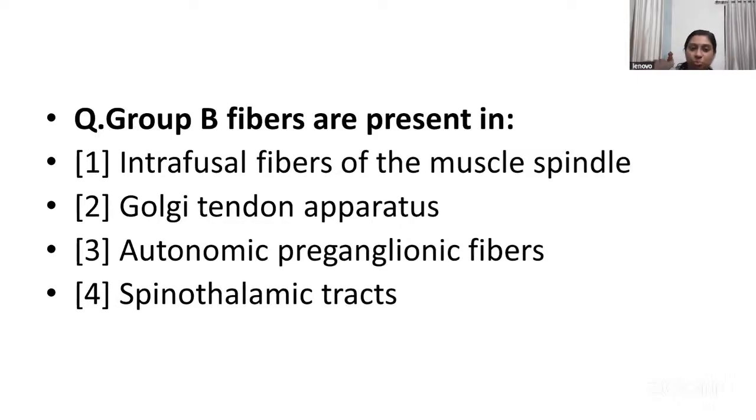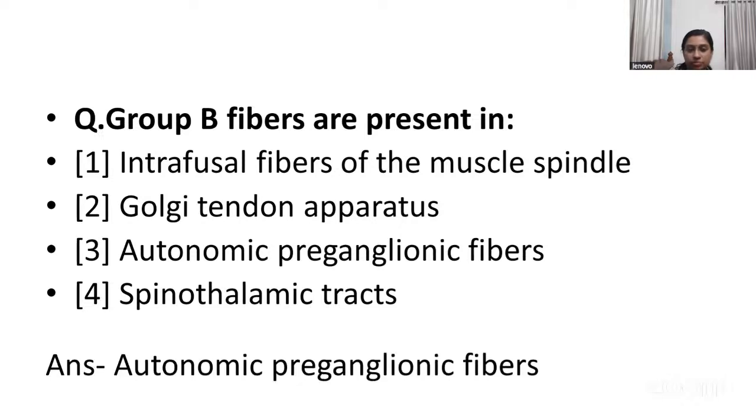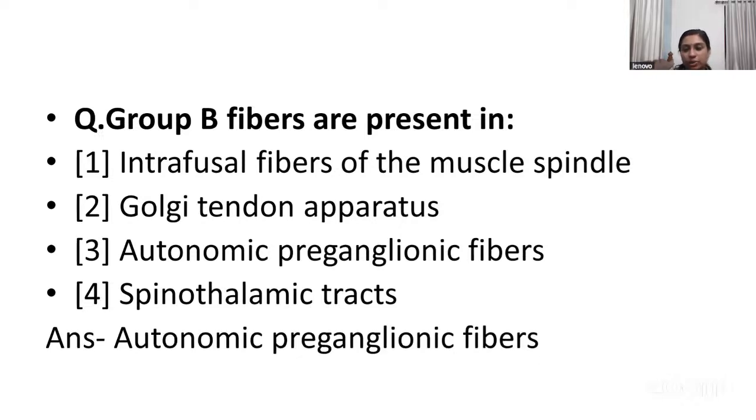Next: group B fibers are present here. First option is intrafusal fibers of the muscle spindle, second is Golgi tendon apparatus, third is autonomic preganglionic fibers, fourth is spinothalamic tracts. What's the answer? Autonomic preganglionic fibers.